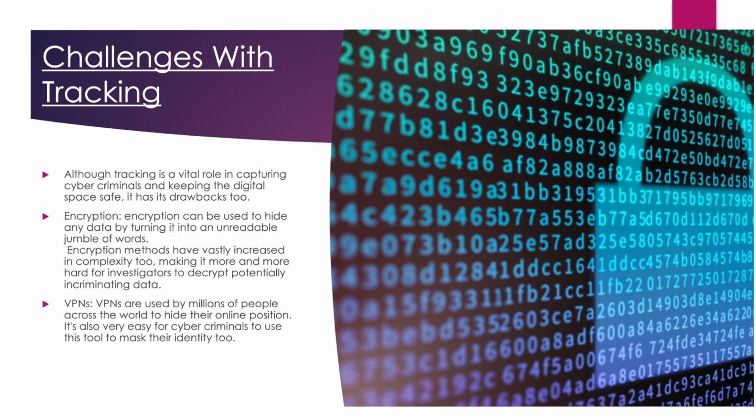Although tracking is a vital role in capturing cyber criminals and keeping the digital space safe, it has drawbacks too. Encryption. Encryption can be used to hide any data by turning it into an unreadable jumble of words and letters. Encryption methods have vastly increased in complexity over time, making it more and more hard for investigators to decrypt potentially incriminating data.